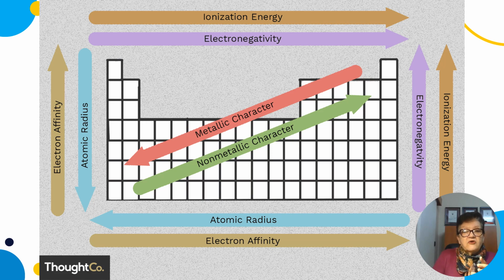And then atomic radius is opposite to that. Atomic radius gives you an indication of the biggest atom that you will have, which is francium here at the left-hand side bottom. So it increases from top to bottom and from the right to the left. These 2 diagonal ones, metallic character and non-metallic character, are really not important here.